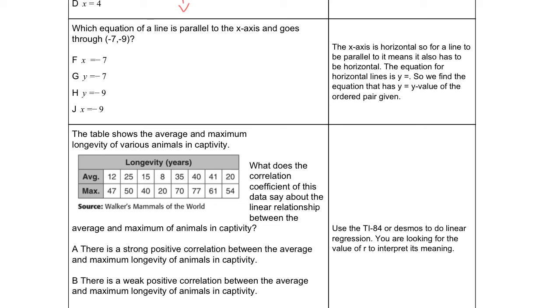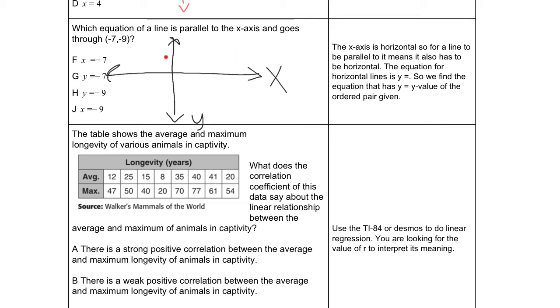Again, if you need a visual, if you were to draw the actual graph, this is your y and this is your x. It says which equation of a line is parallel to the x-axis. This is the x-axis, and we want it to be parallel. Are we going to need a vertical line or another horizontal line? You should have said horizontal. Horizontal would be parallel to the x-axis.